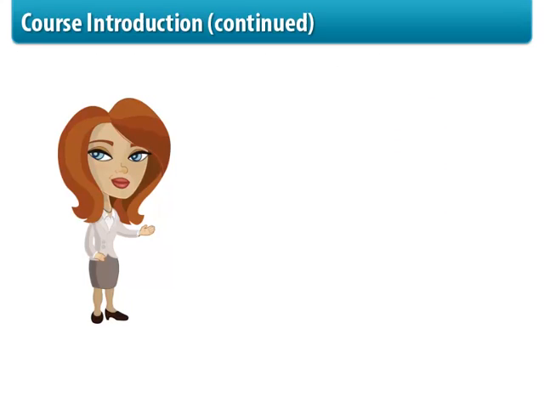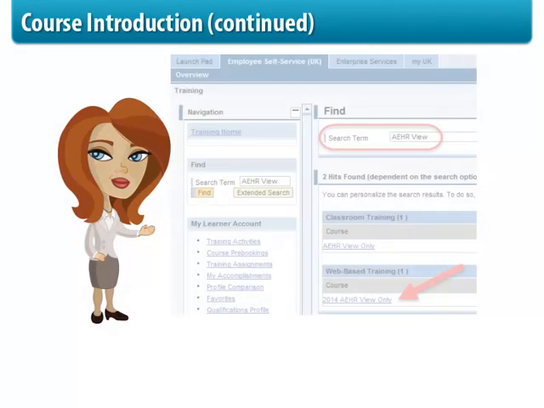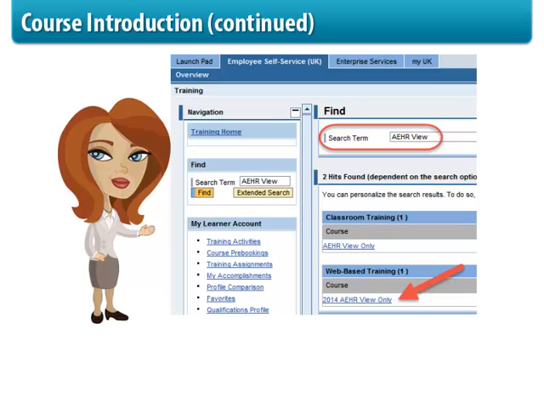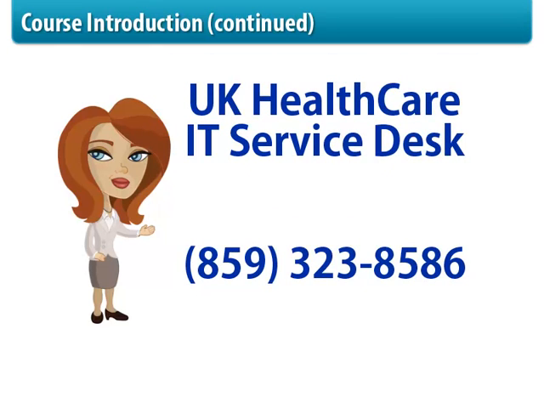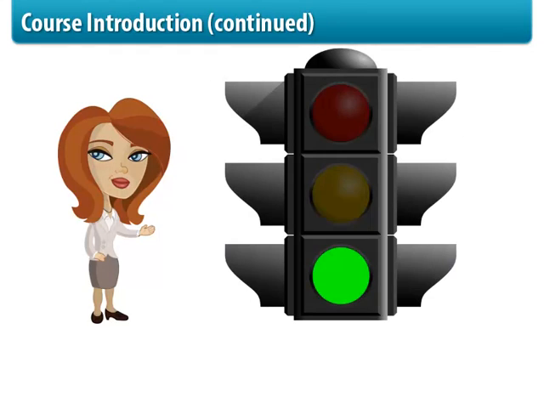If you will not be entering data into AEHR and only need view-only access, please stop this training module and search My UK for the AEHR view-only video. Once you complete this video, contact the service desk at 323-8586 to be granted AEHR view-only access. If you need access to edit and add information to AEHR, then you will need to complete the series of training modules you are currently watching.